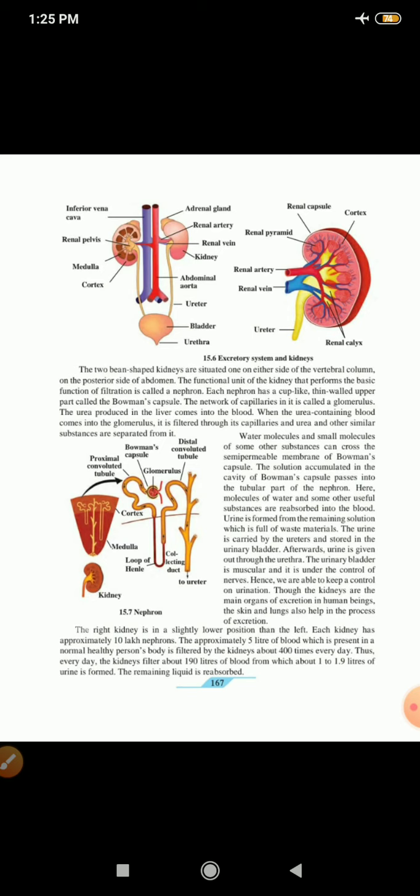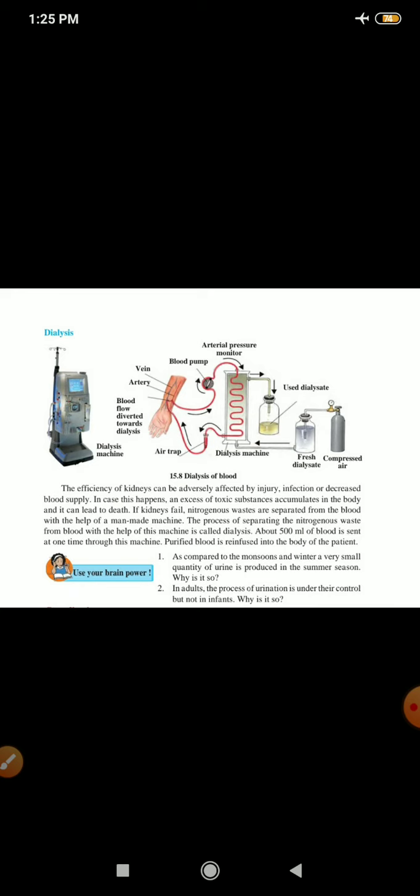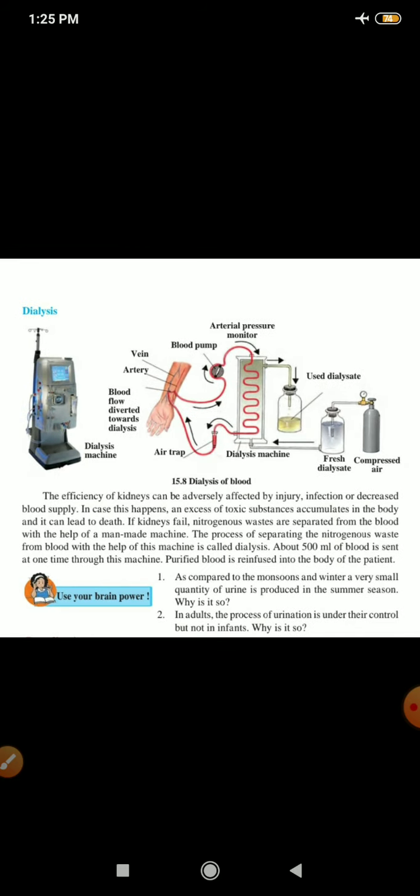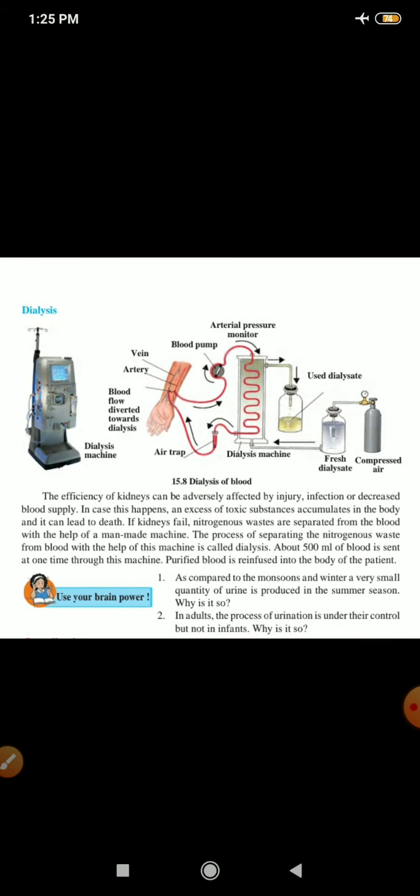Now let us go to page number 168. Here in the picture you can see the dialysis of the blood. You can see the dialysis machine over here, and how dialysis takes place in the case of a person whose kidneys have failed or have some problem. The efficiency of the kidneys can be adversely affected by injury, maybe due to some accident, or infection, or decreased blood supply, anything can happen.